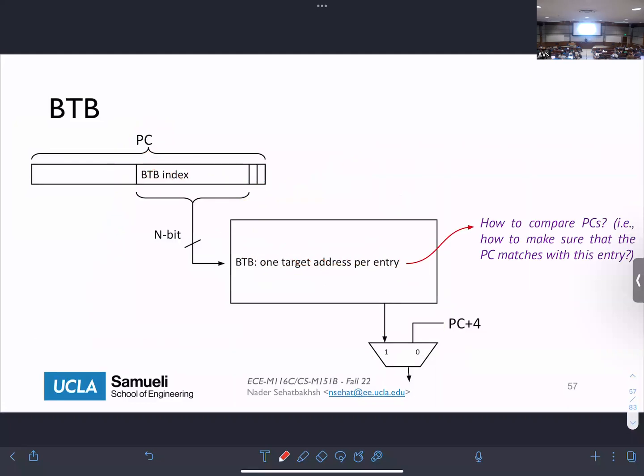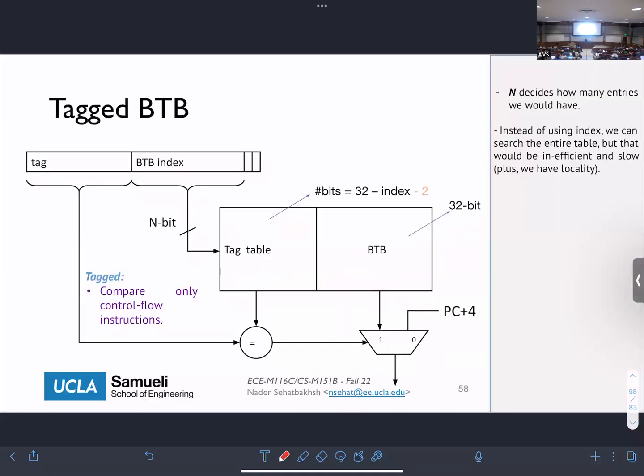Another thing that we need to think about is: a new PC comes in, and what I have here is just the address. How do I check that this PC indeed exists in this table? For that, we need an additional table called the tag table, which can basically store the whole PC. So for example, we are at 0x20, and then we have a branch equal, and this branch equal jumps to this address.